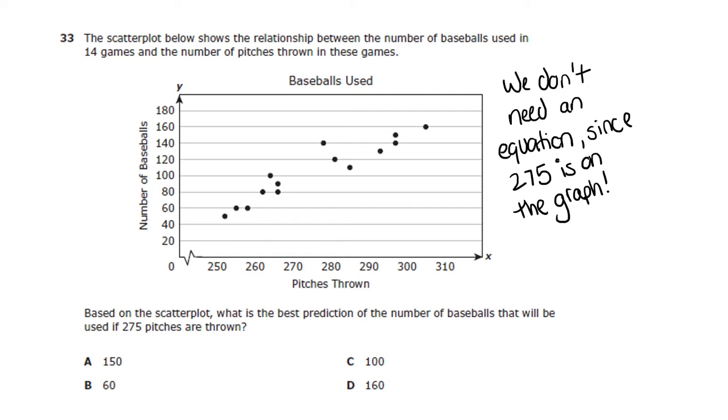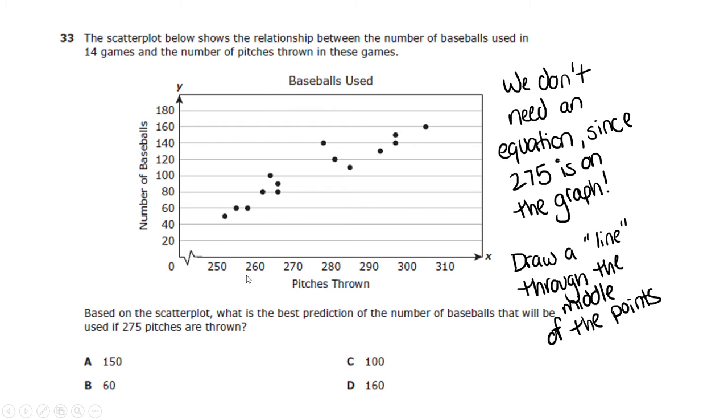However, if you feel comfortable with the equation, go ahead and do it. The only problem is these aren't giving us exact numbers. But still, you'll get your answer if you get an equation. Now, what you could do, and the easiest way to do this question, is draw a line through the middle of the points the best you can, and then go to where 275 would be for pitches, and then tell me what your y is. Okay, that's it for hints. Here comes the answer.